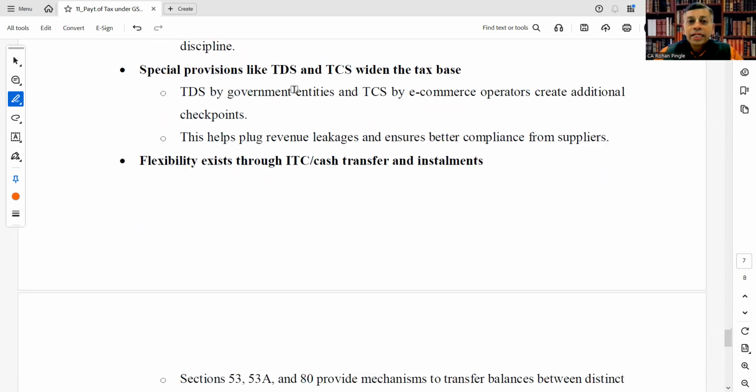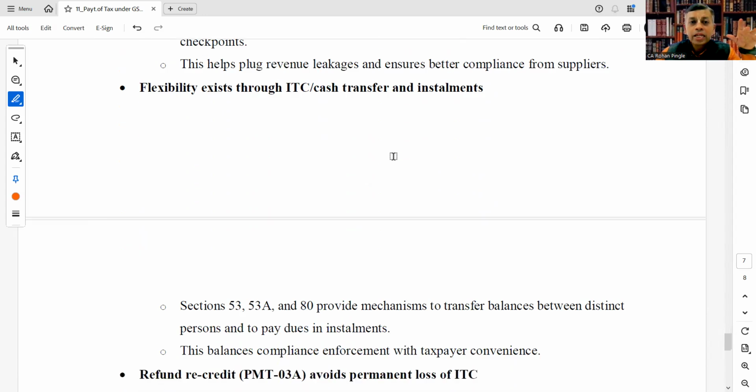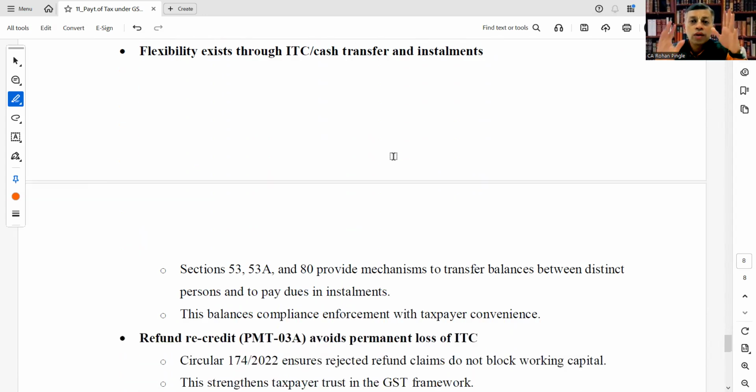Special provisions like TDS and TCS widen the tax base. So the government wants to widen the tax base and collect as much revenue as possible this way. TDS by government entities and TCS by e-commerce operators create what? Additional checkpoints. This helps plug revenue leakages and ensures better compliance from suppliers. Flexibility exists through ITC or cash transfer and installments.